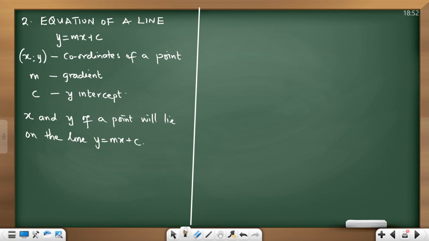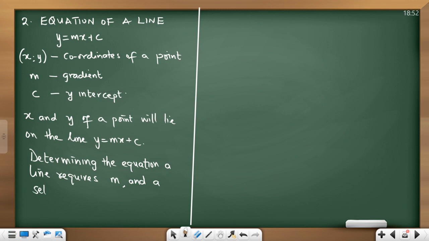How do we calculate the equation of a line? Determining the equation of a line requires m and a set of known coordinates, x and y. And that's all you need.